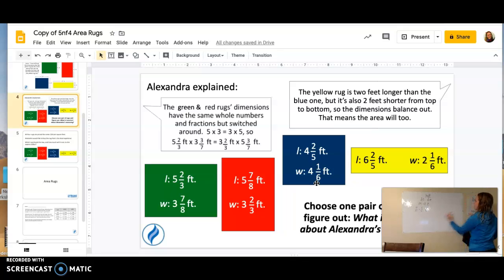15 7/12. We want to remember that. Okay, so now I find the area of the blue rug. 4 2/5, length times width equals area, 4 1/6. So 4 times 4 is 16, 2/5 times 1/6.